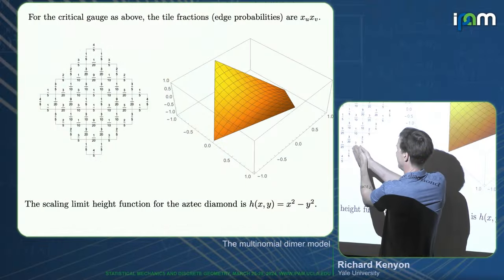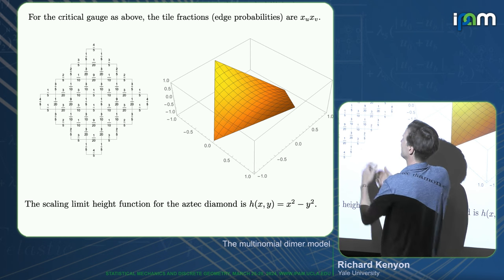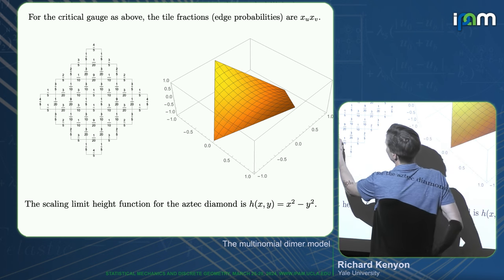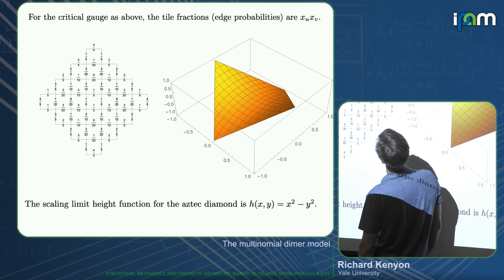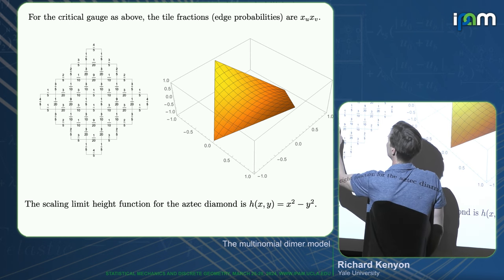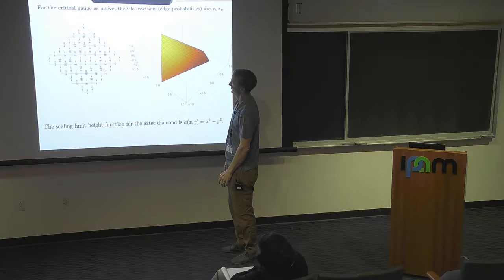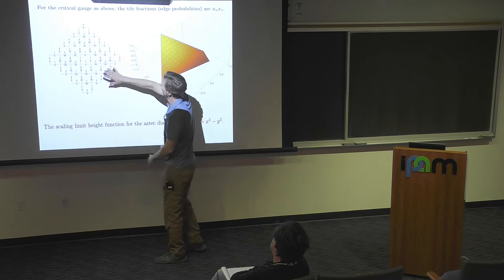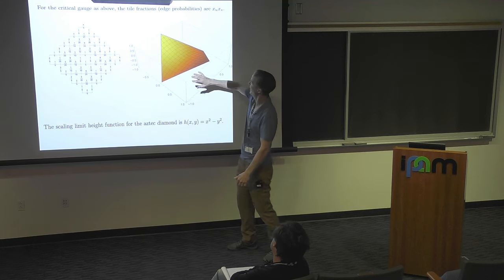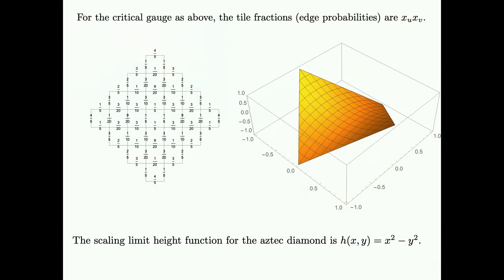But once we have the correct gauge, then there's an associated height function for this model. You can think of it as a sort of fractional dimer cover, right? Where at each vertex, the sum of the edge weights is one. So there's a way to make a height function by comparing two of these things. Let me not spend too much time on how you define the height function, but there is a two-dimensional height function associated to this, just like in the usual Aztec diamond. And in the scaling limit, it has this very surprisingly simple expression, just x squared minus y squared, on that diamond.